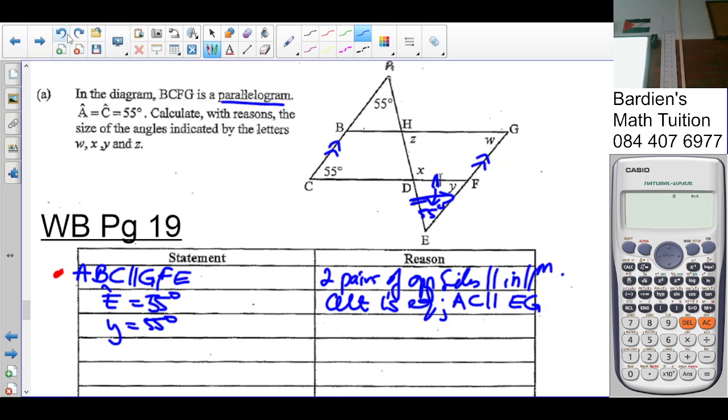So y is equal to 55, angles opposite equal sides. So we've got 55 here. Now what? X is equal to 55 plus 55. The exterior angle of a triangle is equal to the sum of the two interior opposite angles.